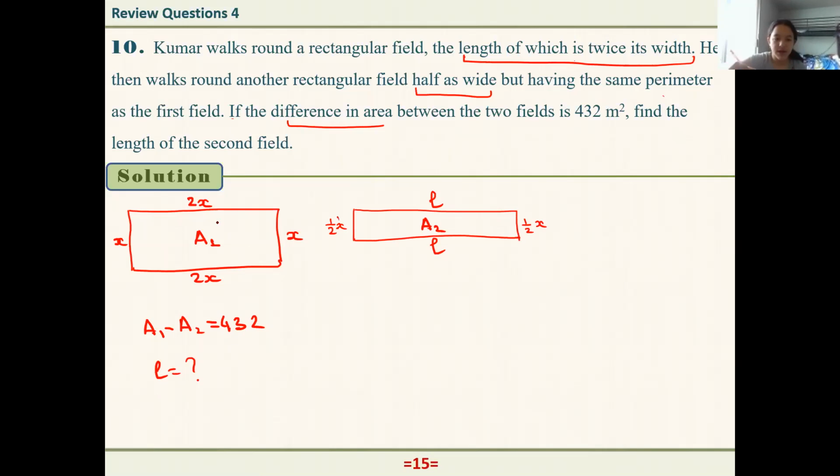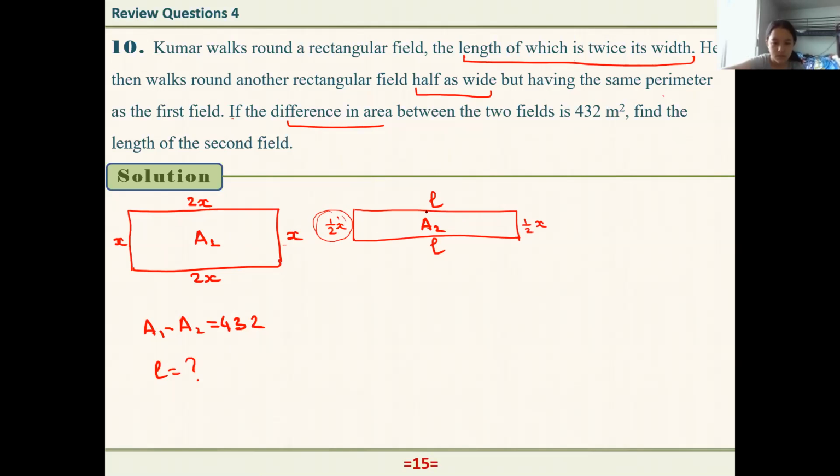So that's the first rectangle field, and its length is twice as wide as its width. We don't know its width. Let's say this is x, so its length must be 2x. And again, after that, he actually continues walking around another rectangular field whose width is half as wide as the first one. If it is x, the width of the second rectangular field is 1 over 2x.